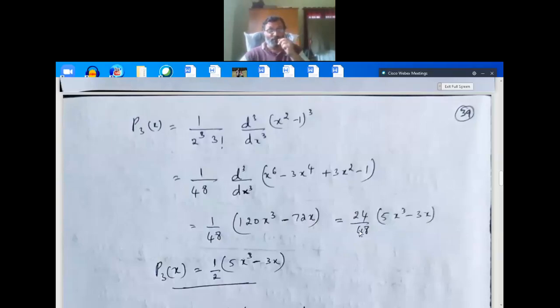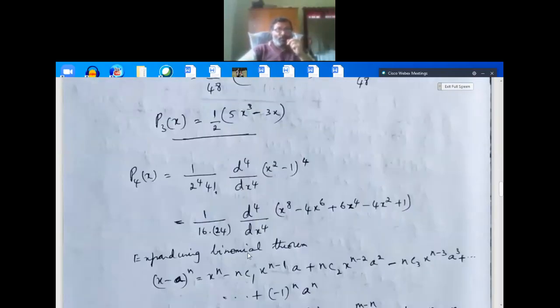So outside, 24 by 48. So P3 of x is 1 by 2 into 5x cubed minus 3x. This also tallies with the old Legendre's polynomials we studied. P0 of x, P1 of x, P2 of x, P3 of x, the same thing we are getting.